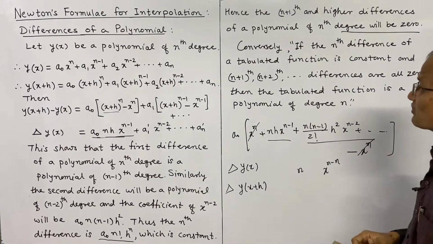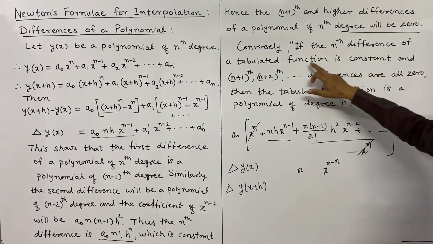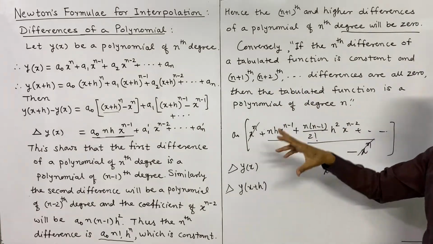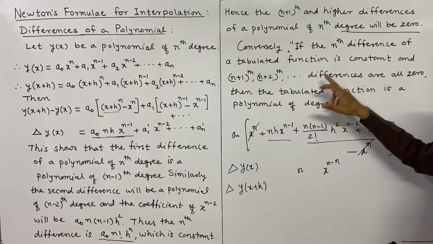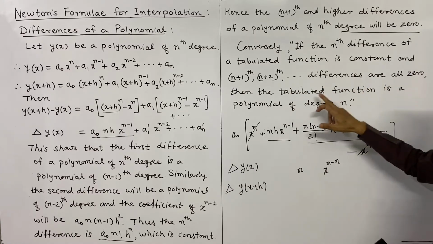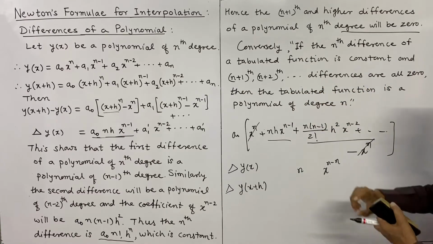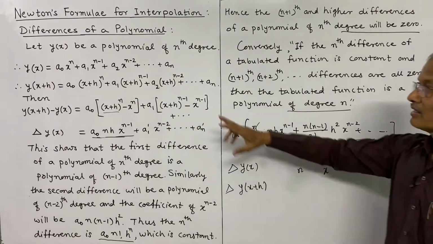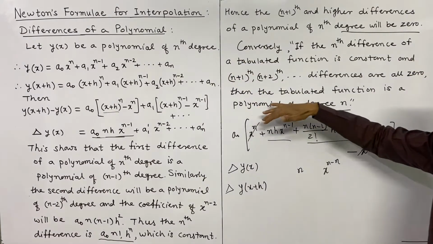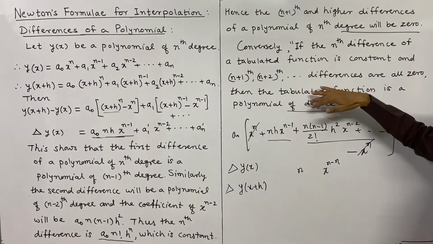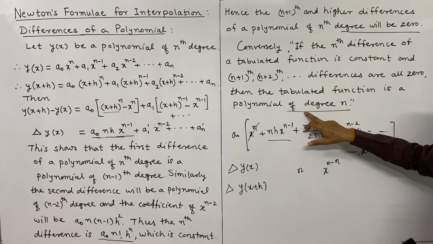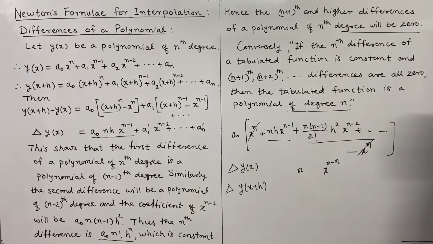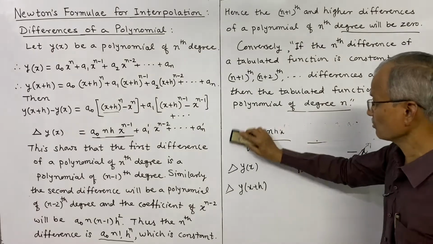And what is the converse part of this? If the nth difference of a tabular function, where the values are given in a table, is constant and the higher differences are 0, then the tabulated function is a polynomial of degree n. So the converse is also true. If the polynomial is of nth degree, its nth difference is constant, and conversely if the nth difference is constant, then that is a polynomial of degree n. So this is the result about differences of a polynomial that we have to note.